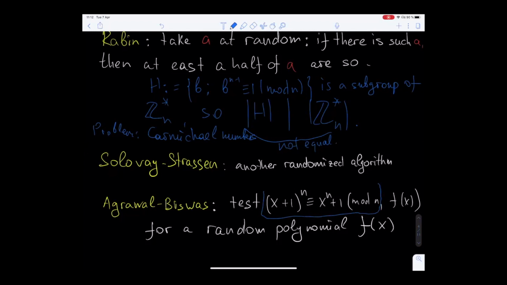But to simplify this for computations, you can also take all of that modulo a certain low degree polynomial f of x. So say f of x has degree of some order of polynomial in log n, then once you take all the coefficients modulo n and modulo that polynomial, suddenly the thing that was polynomial in n becomes polynomial in log n, and possible to check efficiently.